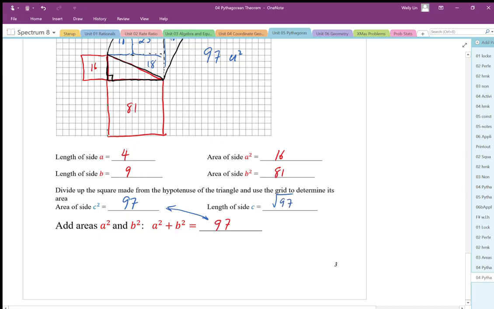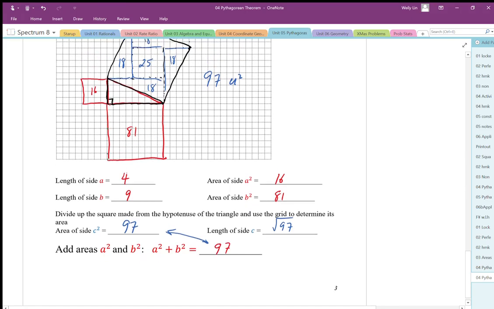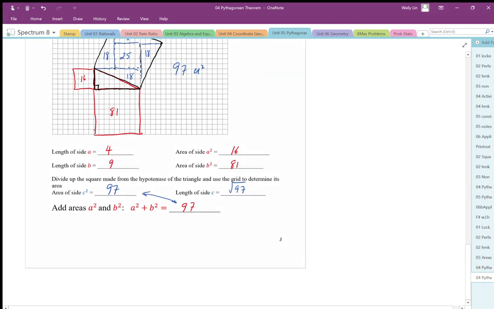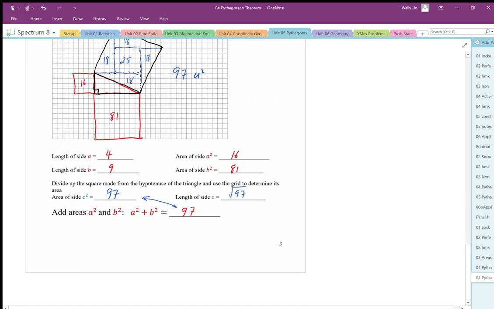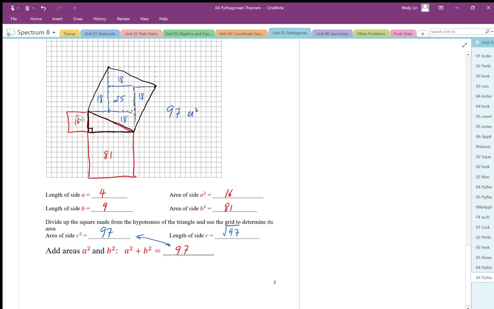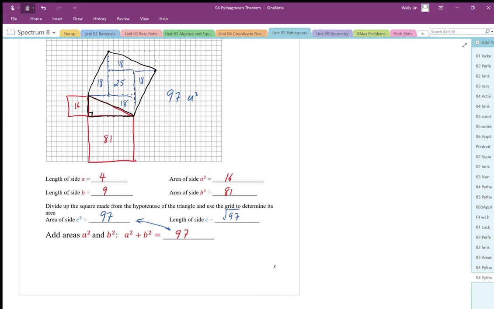Okay, it's just a little bit less than 10, so 9 point something. And again, notice that these two side lengths, 4 and 9, do not add up to 9 point something. Okay, the side lengths are not related. What's related is, and the picture kind of shows that, is that these three areas are connected to each other. This square and this square seem to be able to fit into that square. And that's what our Pythagorean theorem is saying.